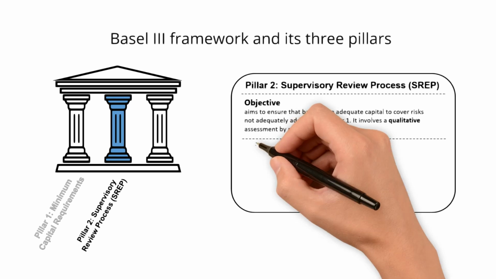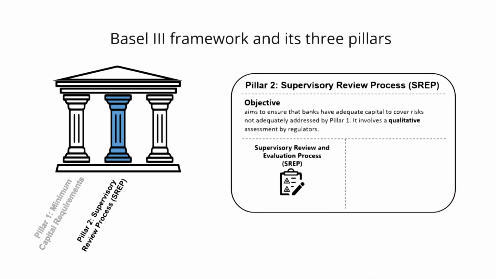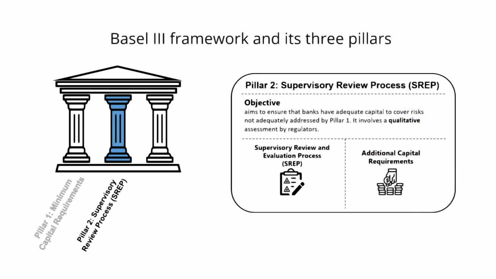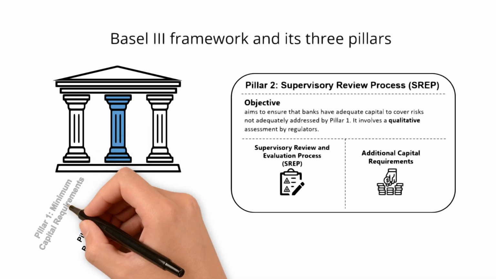What is the supervisory review and evaluation process about? Regulators, as part of the SREP, assess a bank's internal risk management practices, capital adequacy, and overall financial health. This involves evaluating the bank's risk profile, risk management processes, and capital planning. What does this assessment entail? The additional capital requirements. Based on the SREP assessment, regulators may require a bank to hold additional capital, or so-called Pillar 2 capital, to cover risks not adequately captured by Pillar 1. This additional capital is specific to the individual bank's risk profile.